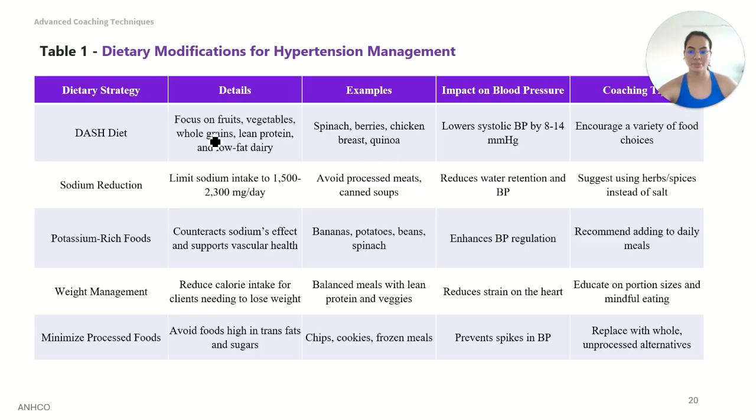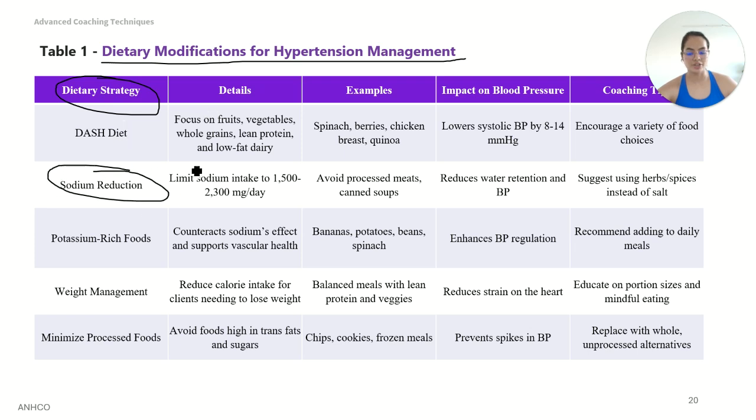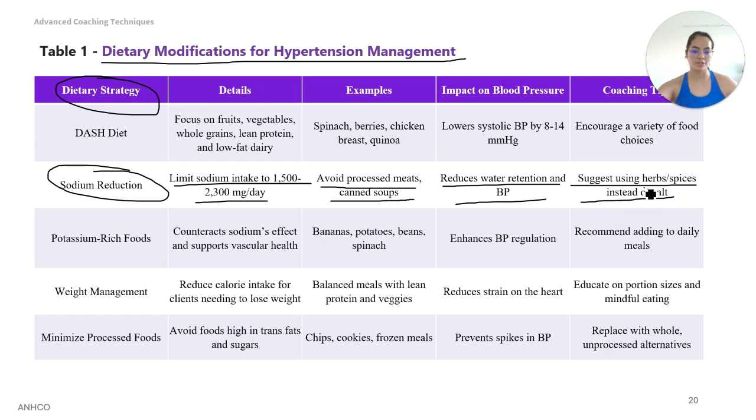Let's have a look at the summary tables. Table 1 looks at the dietary modifications for hypertension management. Let's have a look at some strategies. One would be sodium restriction. Limit the sodium intake to 1500 to 2300 mg per day, for example, avoiding processed meats and canned soups. Impact on blood pressure: reduces water retention and BP. Coaching tip is to suggest using herbs and spices instead of salt.